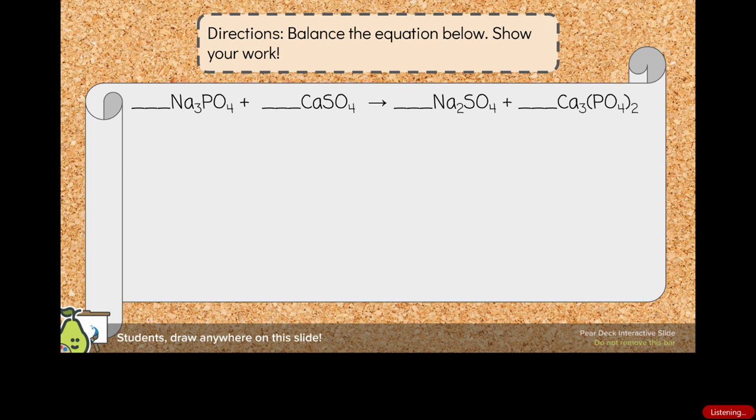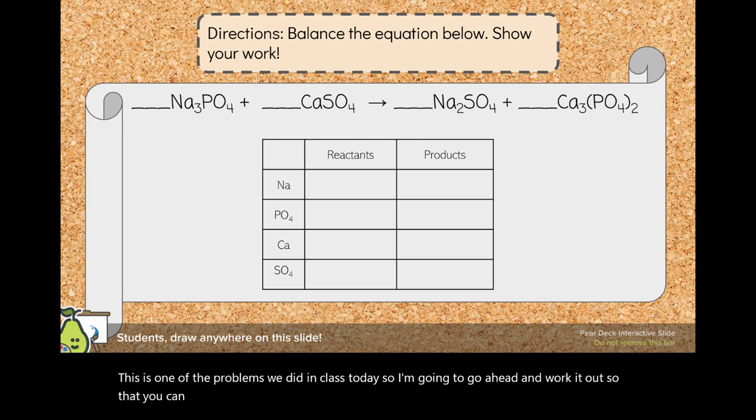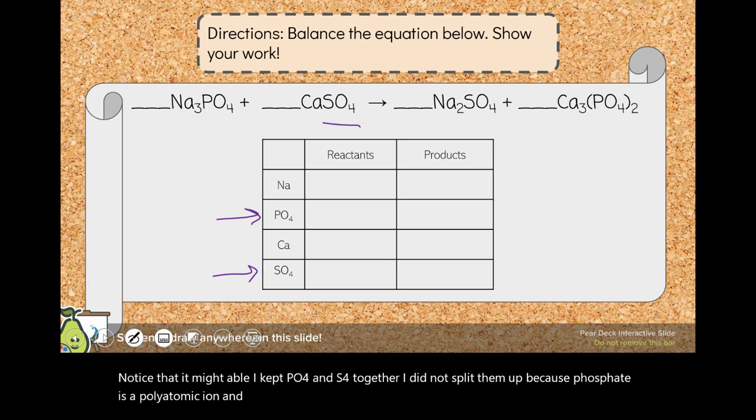This is one of the problems we did in class today, so I'm going to go ahead and work it out so that you can see how I did it. So the first thing I did was include my table here. Notice that in my table, I kept PO4 and SO4 together. I did not split them up because phosphate is a polyatomic ion and sulfate is a polyatomic ion.